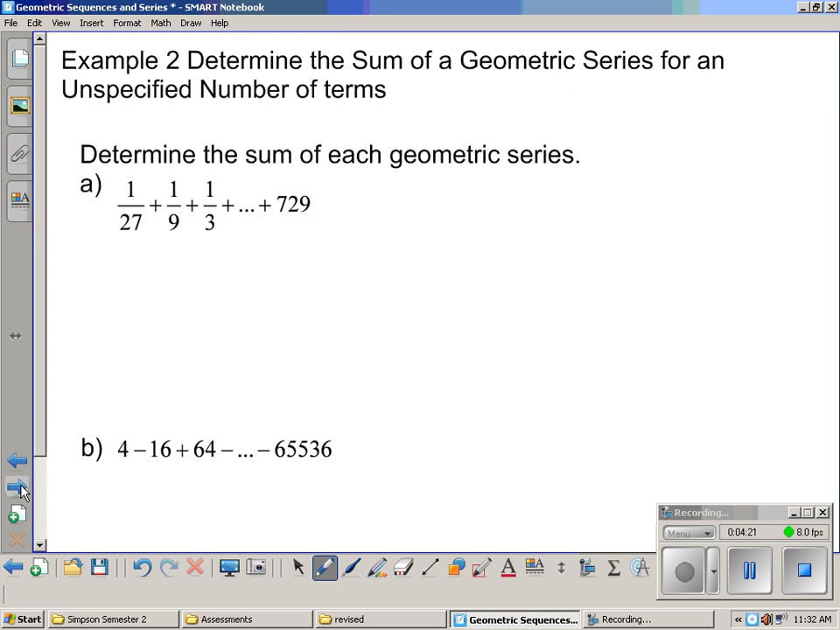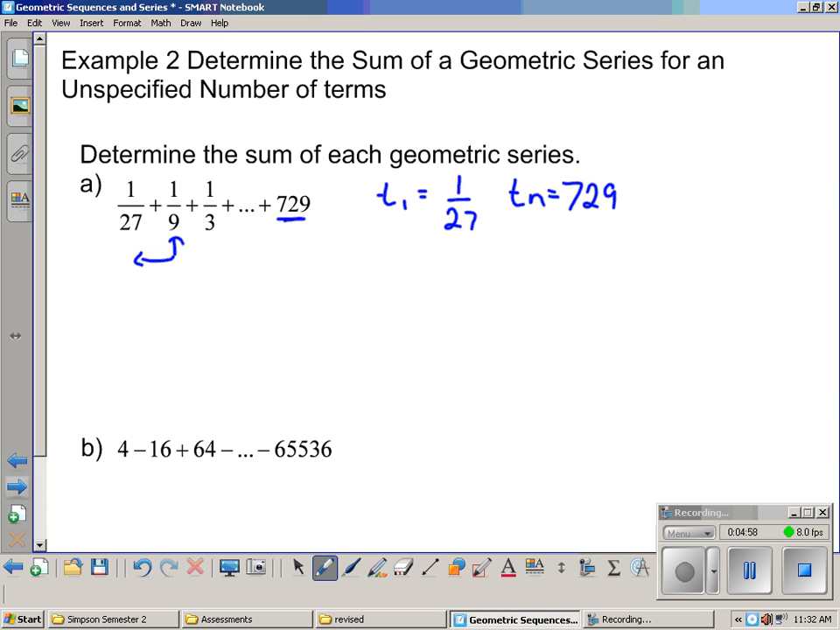Our next example is determine the sum of a geometric series for an unspecified number of terms. So this time we don't know what term this last one is, but we know that it's equal to 729. So we know that T1 is again our first term, in this case 1 over 27. We know that Tn is 729, and we can find r by dividing this term by the one before it.